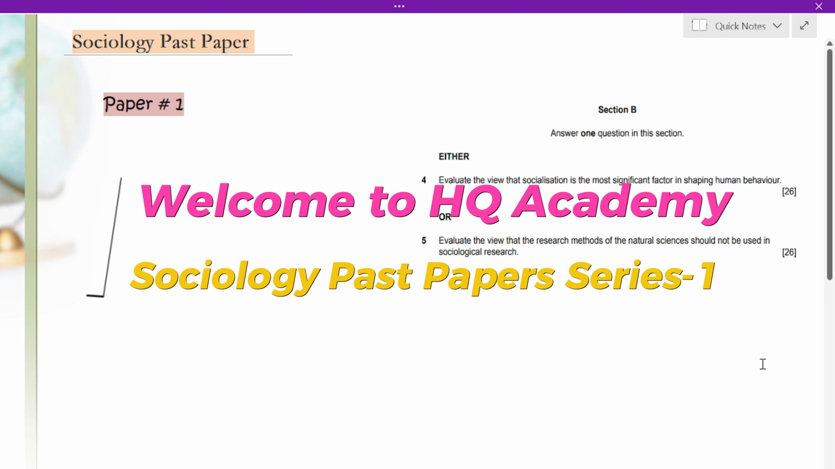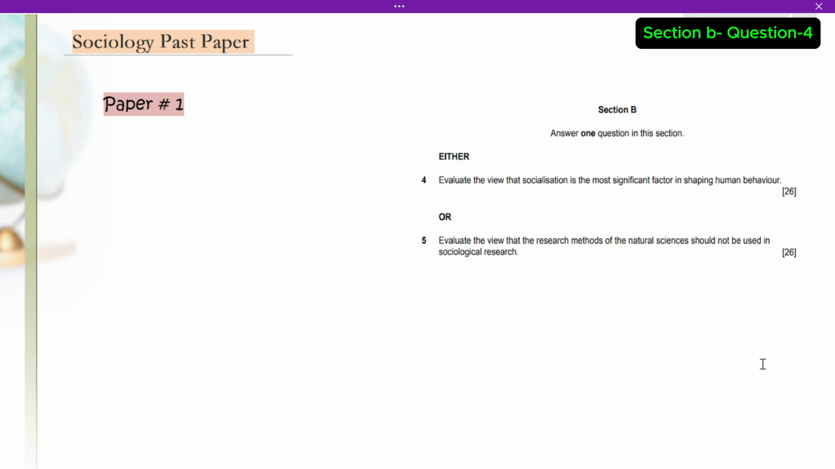Today we are going to attempt Section B, and we have a choice in Section B. We have basically two questions, question number 4 and question number 5, and you can attempt any one of the questions that you think you can attempt in a better way.